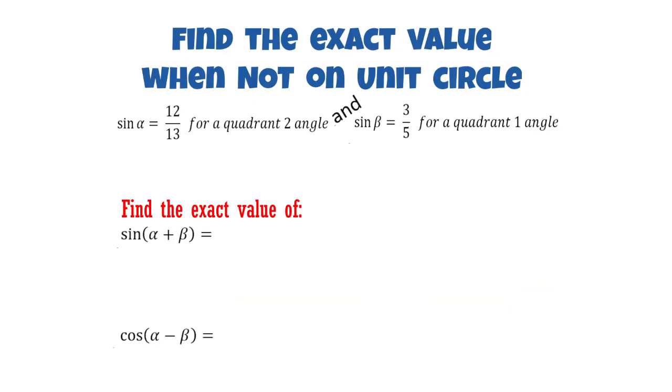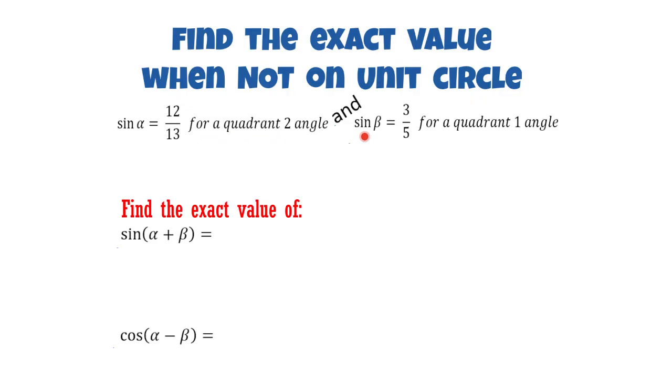All right, let's look at a different type of problem. Still going to be using the sum and difference identity, but I'm not going to give you the angle. Instead, we're just looking at comparisons of angles. So finding the exact value when it's not on the unit circle. So let's say that we have some angle alpha that's not on the unit circle. We know the sine value is 12/13. We know that it is in quadrant 2.